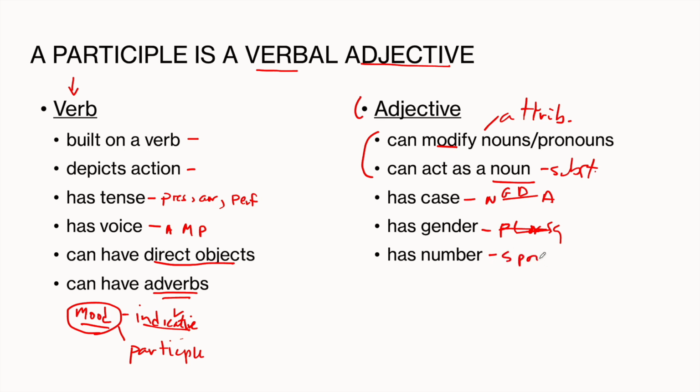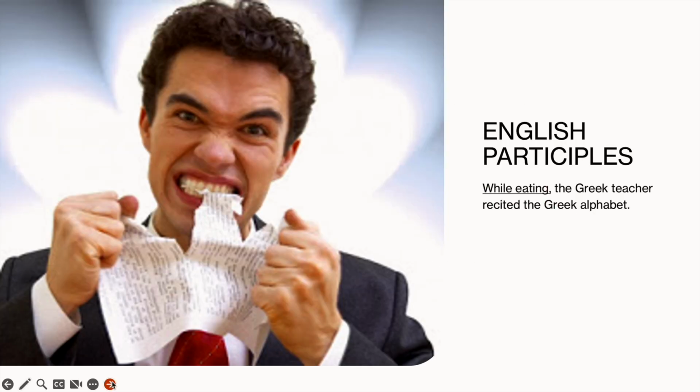Singular or plural, and it comes in masculine, feminine, and neuter forms because it must agree with the noun it's modifying in case, gender, and number. So here's an example of how English participles act. Here's the sentence: While eating, the Greek teacher recited the Greek alphabet.